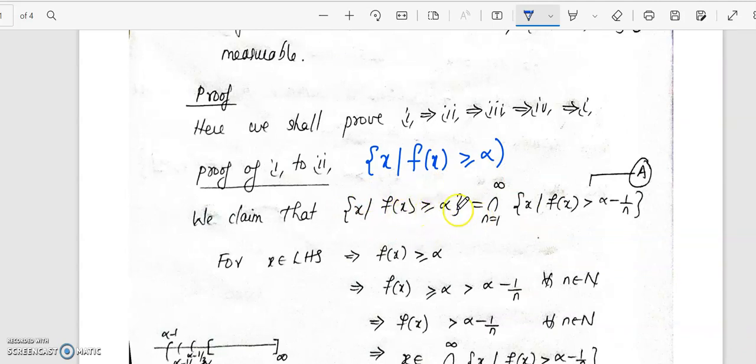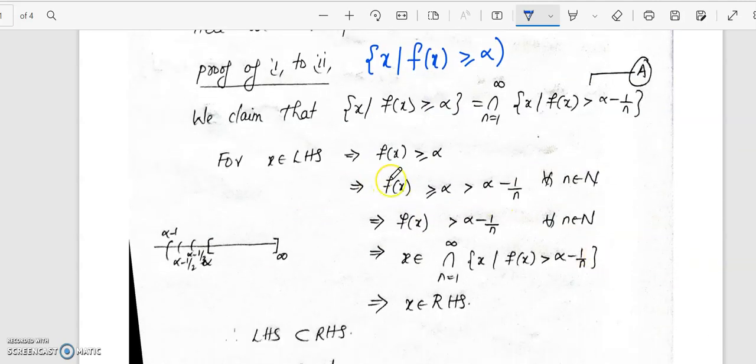So first we will prove that these two are equal sets. We'll take an element x belongs to LHS, we'll show that it belongs to RHS, and we'll show vice versa. Okay, so let us start with an element x belongs to LHS. So x belongs to LHS means f of x greater than or equal to alpha. So I can write f of x greater than or equal to alpha.